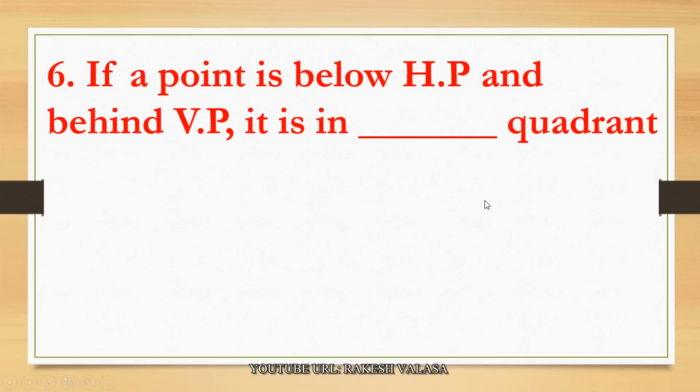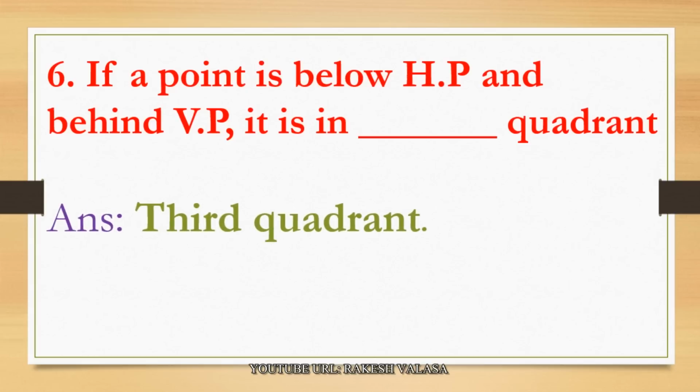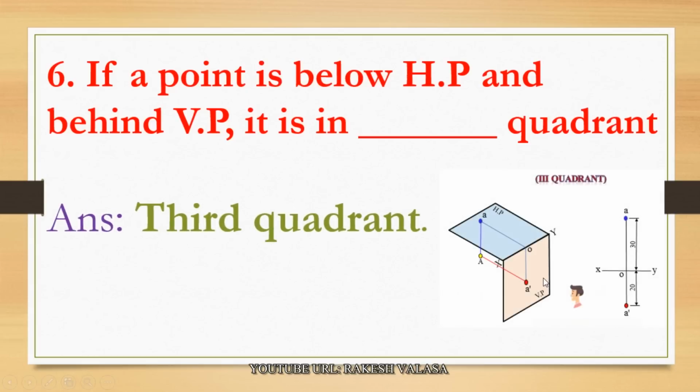Question number 6. If a point is below HP and behind VP, it is in dash coordinate. The answer is third coordinate. You can see this image. The point is in the third coordinate only. If a point is below HP and behind VP, it is in the third coordinate. In this case, the front view is below XY and the top view is above XY.